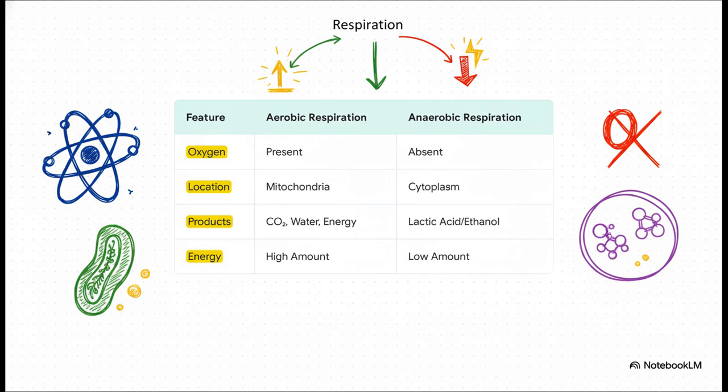You can see the key differences. One needs oxygen, the other doesn't. They happen in different parts of the cell. They produce different things. And most importantly, look at the last row. The amount of energy they release is very different.